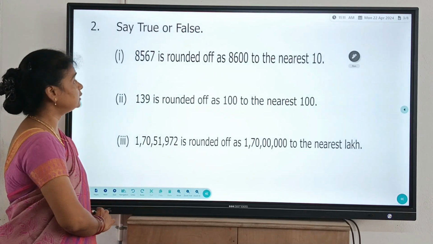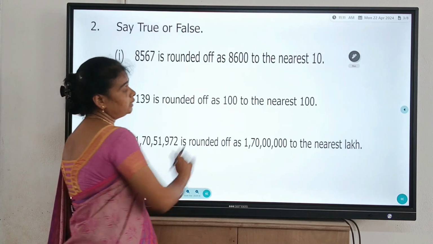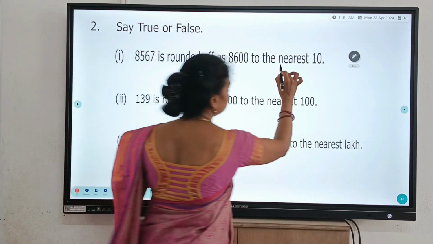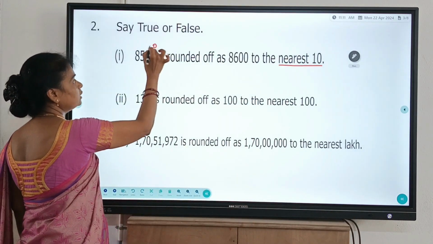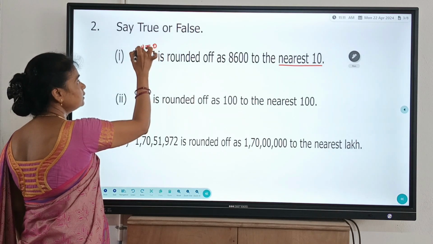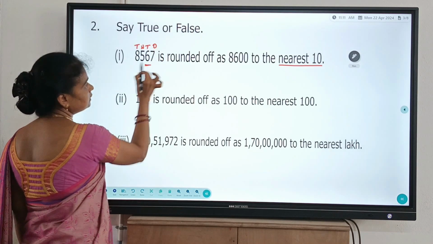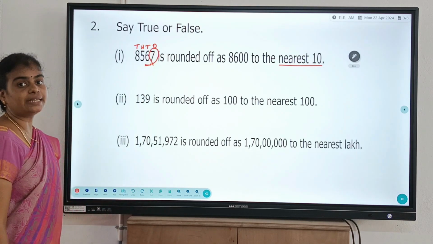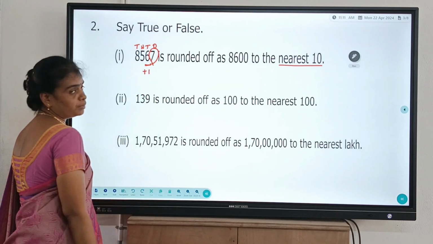True or false? 8567 is rounded off as 8,600 to the nearest 10. So the question is, you must round to the nearest 10. So this is ones, tens, hundreds and thousands. So what number is in place of tens? It is 6. So the next number 7, which is greater than 5. So you will add plus 1 to the previous digit.